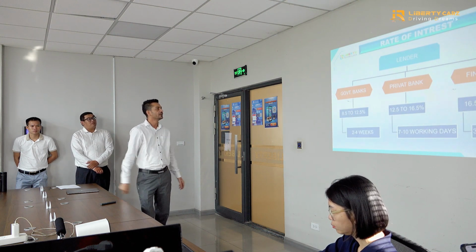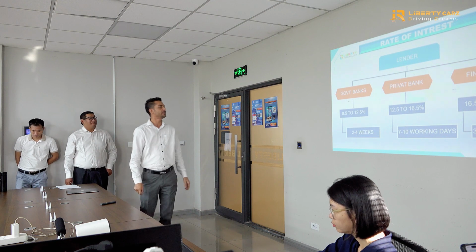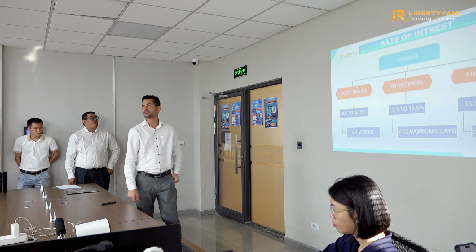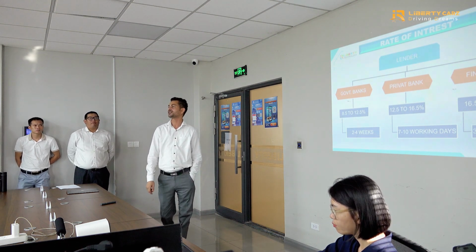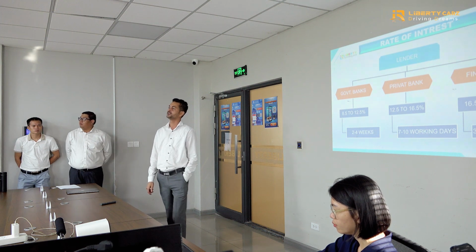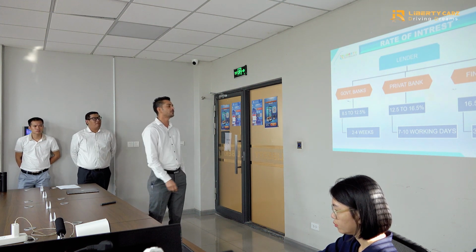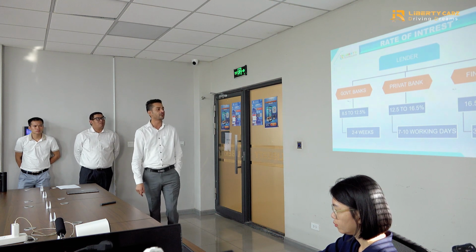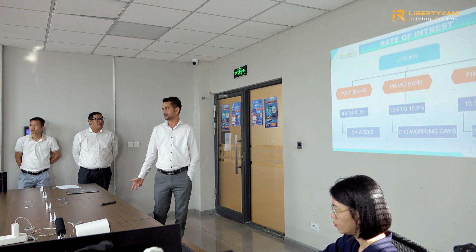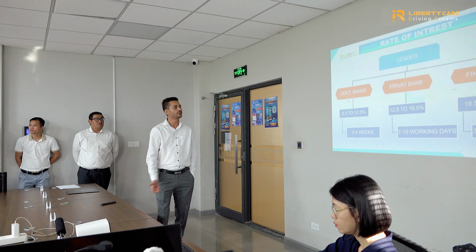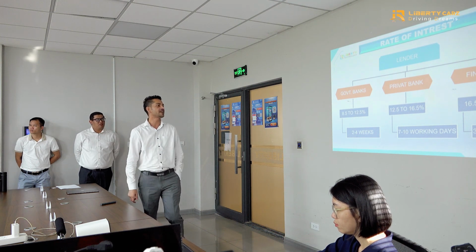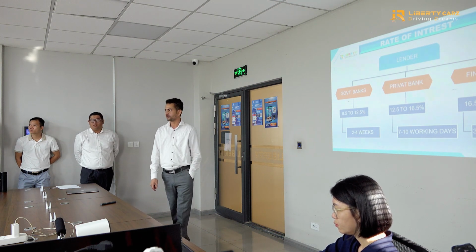Okay, if you see, the government bank is 8.5 to 12.5, that is the interest rate. It depends on your credit scores and also on your credit period. If you go to the private bank, they charge from 12.5 to 16.5, which also depends on your terms and conditions. If you go to the financer, they charge like 16.5 to 24%.